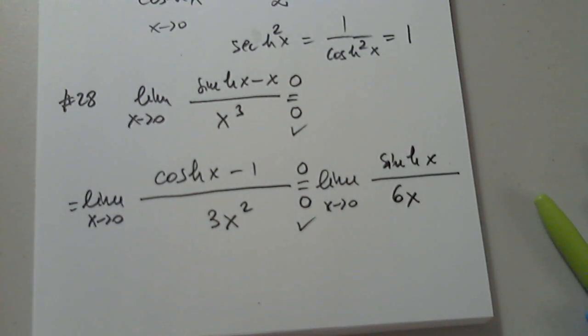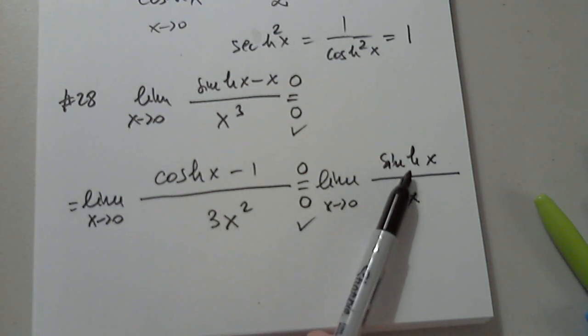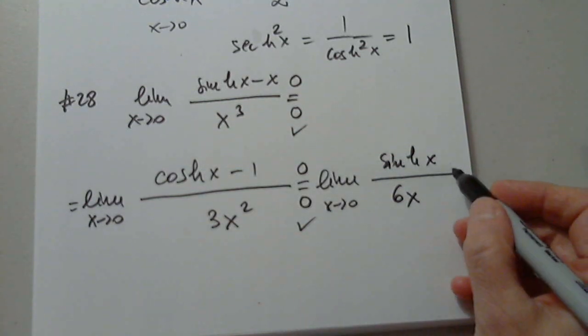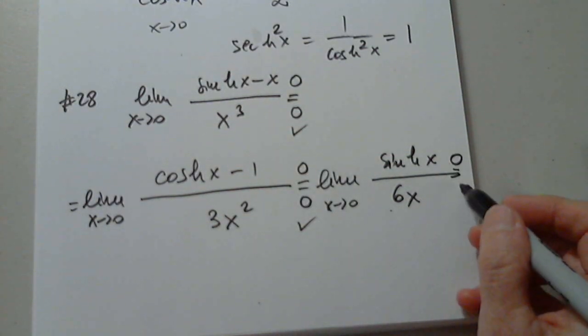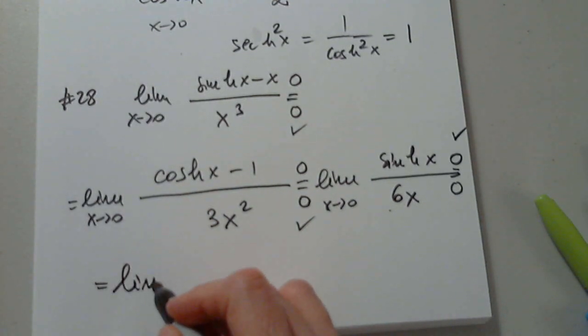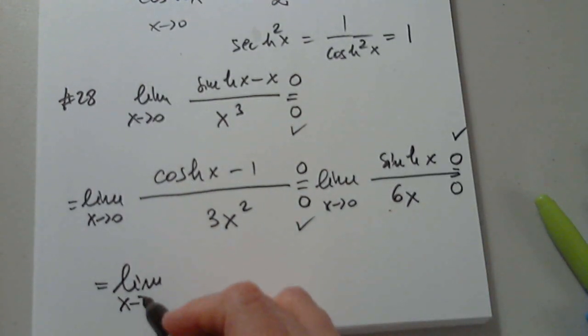Perfect. Okay, now, hyperbolic sine at 0 is still 0. And the denominator is still 0. Fine, L'Hopital's rule, we move on. Again, can anyone differentiate the denominator?